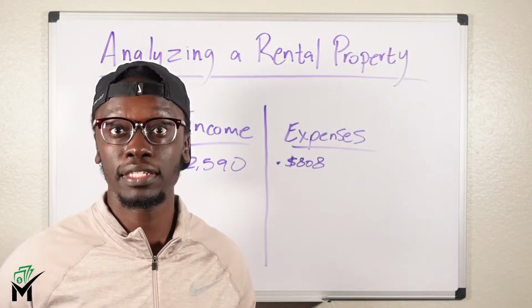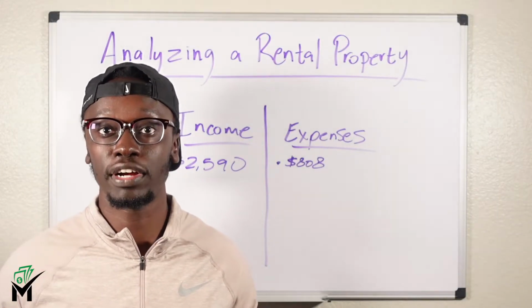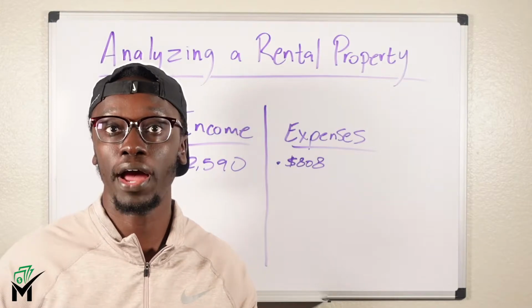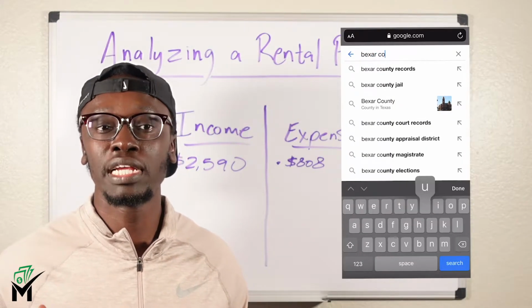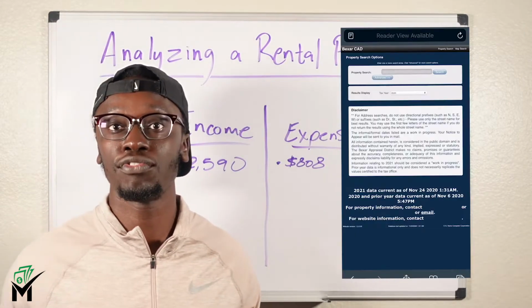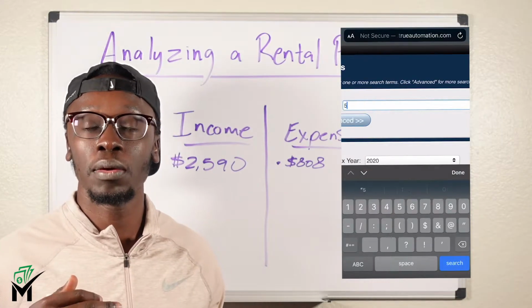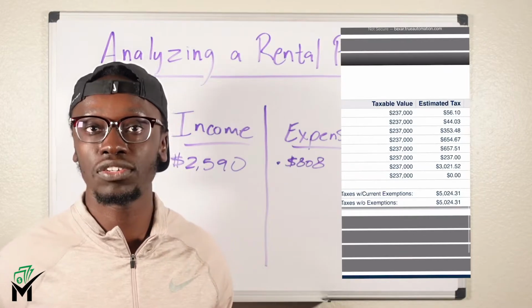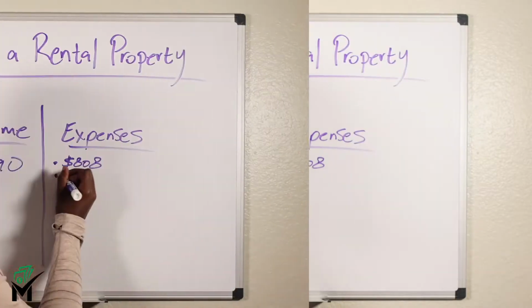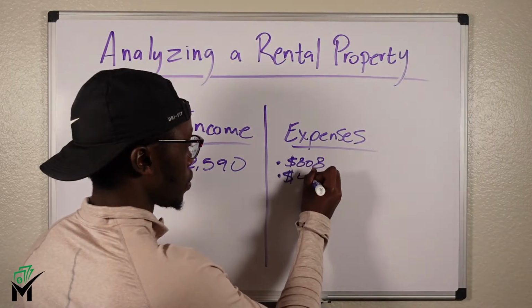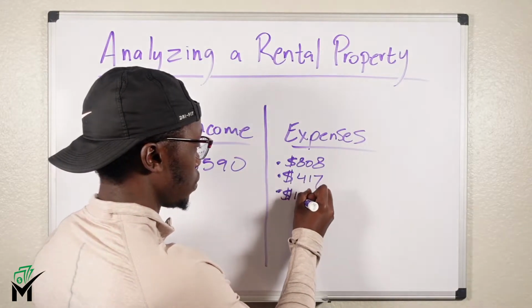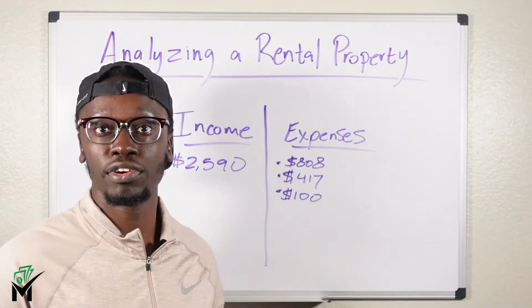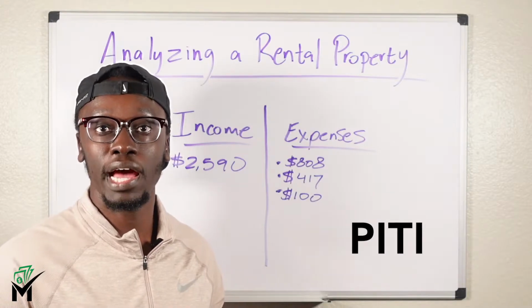So the next expense is your taxes and your insurance, right? So taxes are going to be found on your local county tax assessor's website for that property. So it's based off of the tax rate that you pay in your county. So in this particular one, our taxes are about $5,000 a year, which is about $417 a month. In my market, insurance is typically about $100 a month. So far, that's the mortgage, right? The principal, interest, taxes, insurance, PITI.